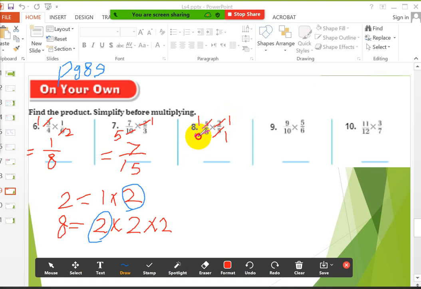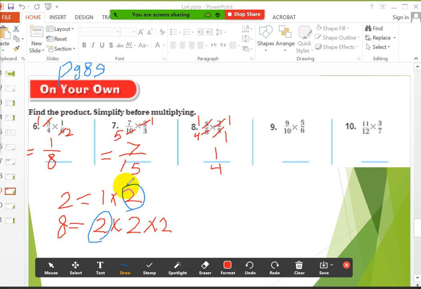Thank you. Now let's find the answer. 1 multiply 1 is equal to 1. 4 multiply 1 is 4. Thank you. Thank you, Tolene. Let's move now to number 9. And I will choose maybe Asma.